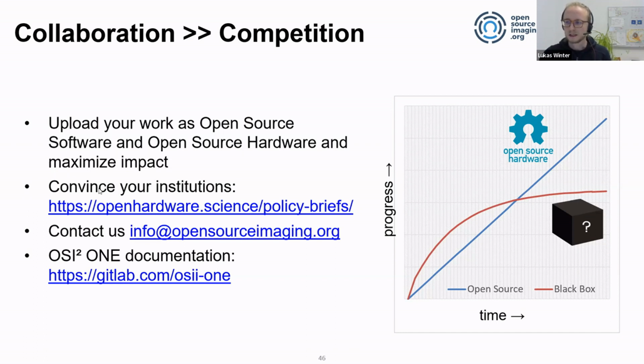And then, the classical: upload your work, open source. It always helps, not only in low-field MR. There are a lot of different areas where I think it's very helpful for students to not reproduce the status quo, but to really continue on science. There are some policy briefs you can use to convince your institutions. A good one is from GOSH, or you can find them here. And if you have some more questions, you can contact us.